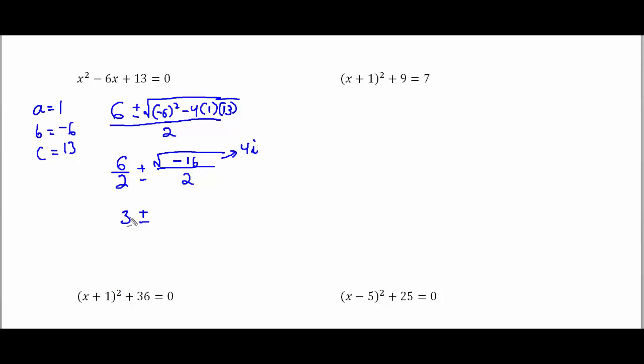So this is going to give me 3 plus or minus, in the numerator, 4i divided by 2. And I can simplify the 4 divided by 2, which makes the answer 2i. And there's my answer to the problem.